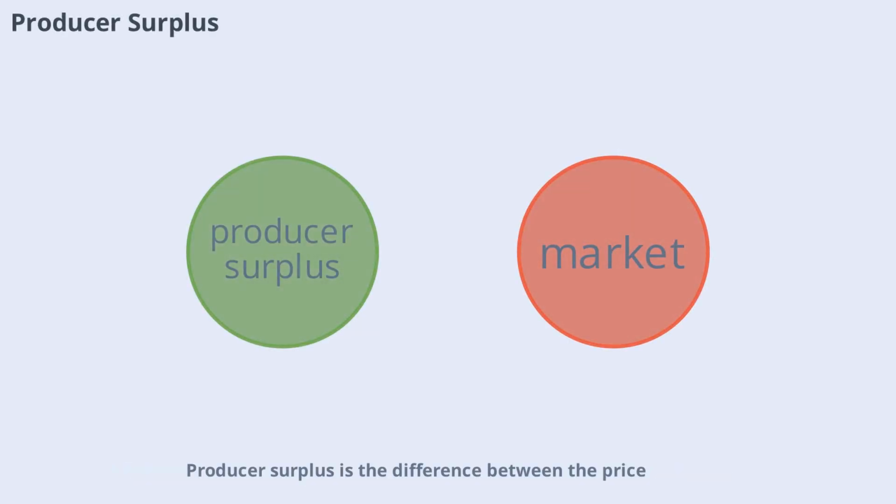Producer surplus is the difference between the price producers receive and the minimum they're willing to accept. It measures the benefit to sellers from participating in the market. Like consumer surplus, it's a key indicator of market efficiency.